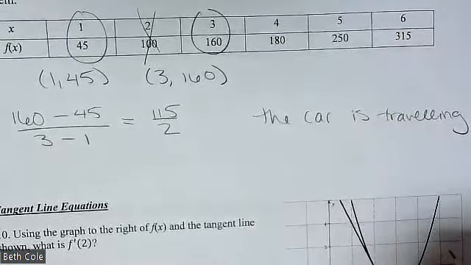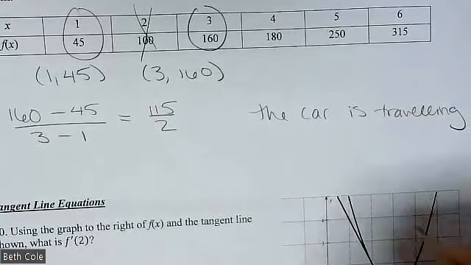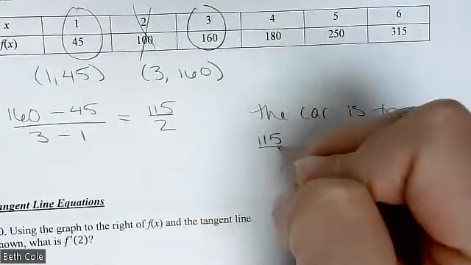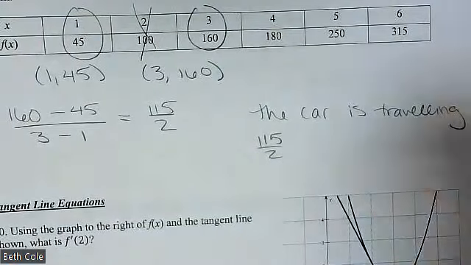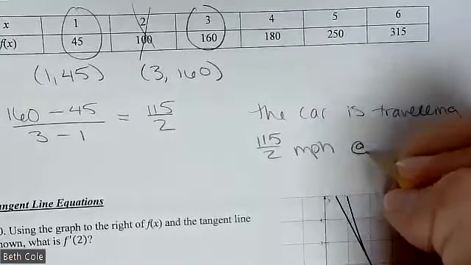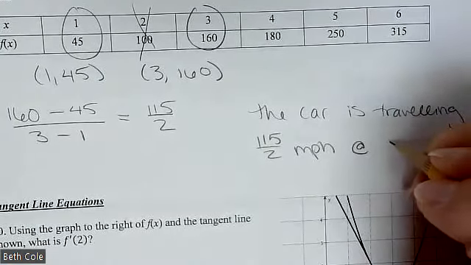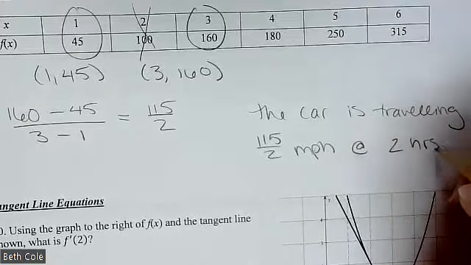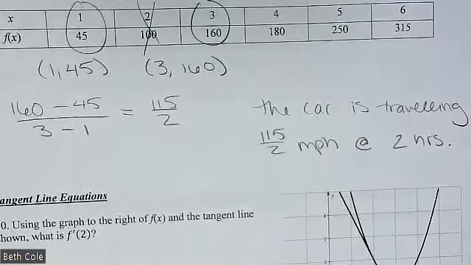The car is traveling 115 over 2 miles per hour. And you need to say one other thing in order to get full credit for it: at 2 hours. At time 2 hours. Approximately, it was an estimation. The car is traveling 115 over 2 miles per hour at time 2 hours.